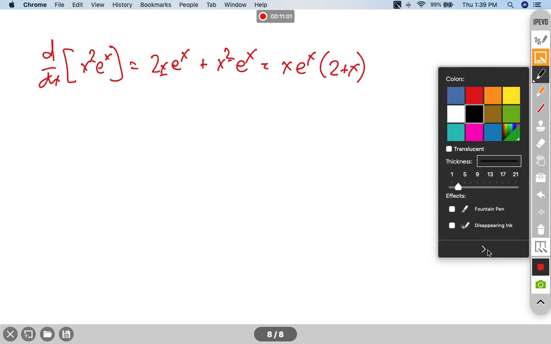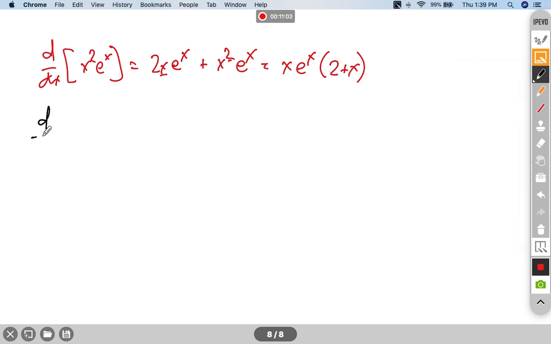Last one. Derivative of e to the 3x over e to the x plus 1. It's quotient rule time. We can't really simplify this anyway because that's not a monomial. There's no really nice thing to do with this.